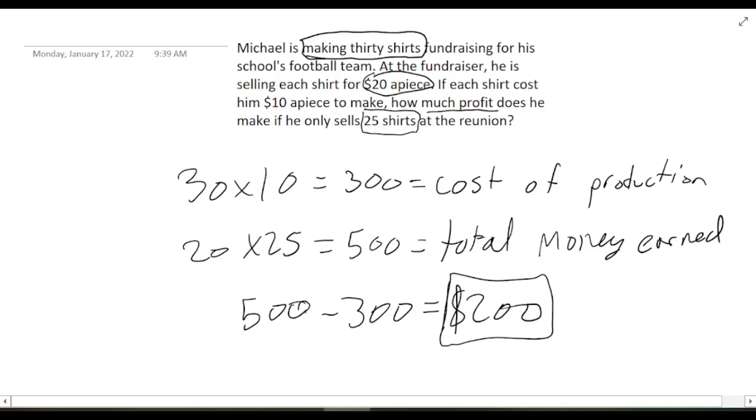It might be easy to miss this initial fact that he made 30 shirts and then just do 25 times 10 and figure out how much it cost him to make the 25 shirts. But always remember to read carefully on these SAT questions because they'll include these little pieces of information, and they'll be important, and they end up throwing you off if you don't pay attention to them, resulting in the wrong answer. So in total, he made a profit of $200.